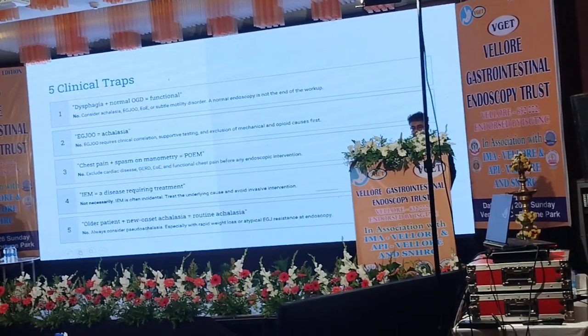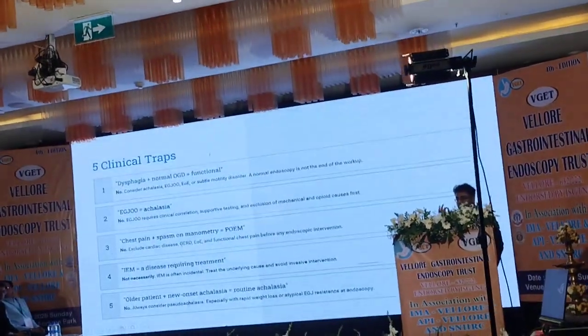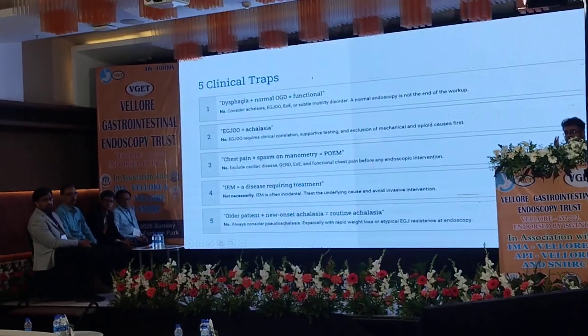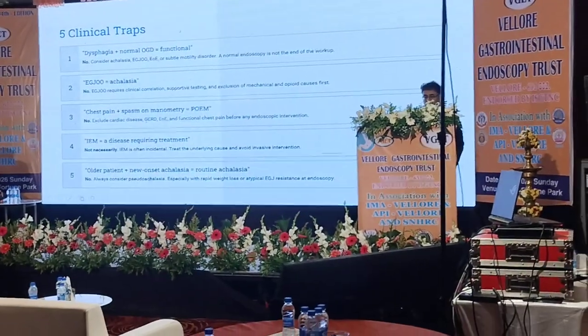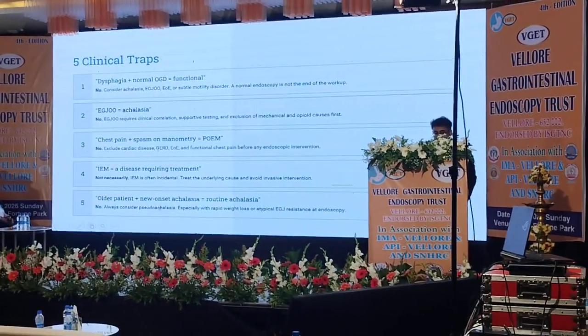Five major clinical traps. Dysphagia plus a normal OGD doesn't mean the patient is normal. Always consider achalasia and other things. In the background of EGJOO as well as achalasia, always take care of the basic mechanism to look for the differentials. Chest pain and all these pointers need to be addressed.